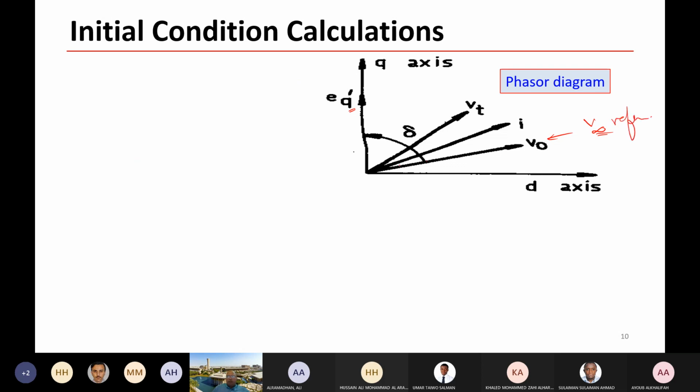This is the terminal voltage. This is the current. You can have here the phase angle phi between the terminal voltage and the current. And this is the D axis, and this is the Q axis. EQ prime will be in the Q axis.